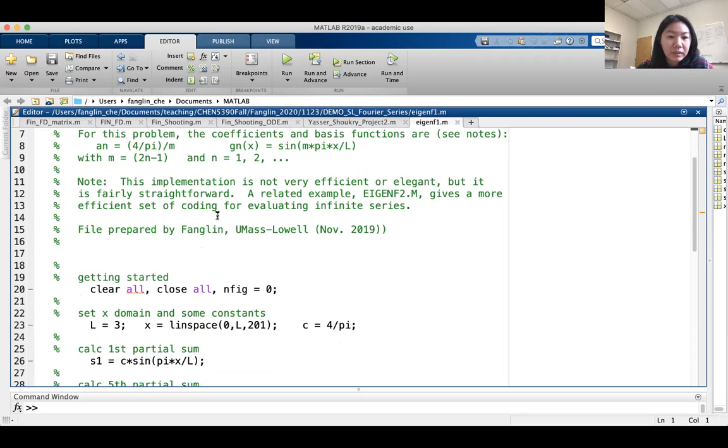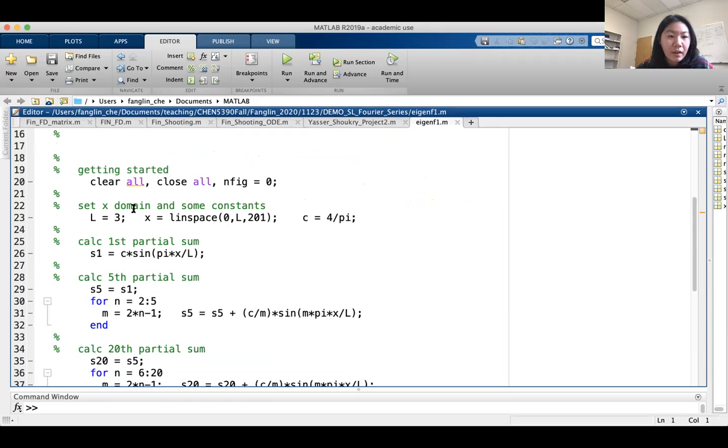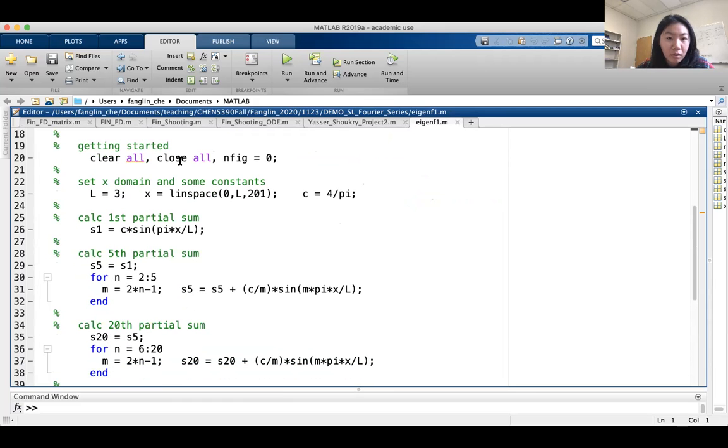And now let's see how we can code this part. As per usual, we will clear and close all for the other results running on the command, and let's start our figures from 0. We will set our domain, from 0 to L. Let's set a number for L, where L equals 3. Of course, you can set any other number. This L is user-defined. I just define L equals 3.